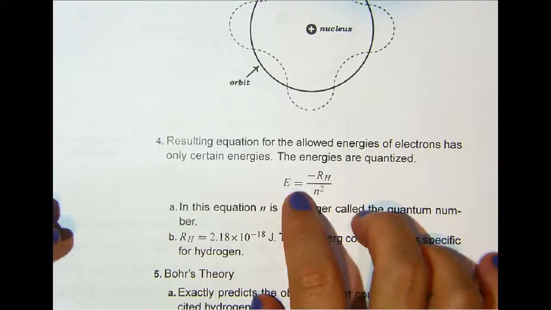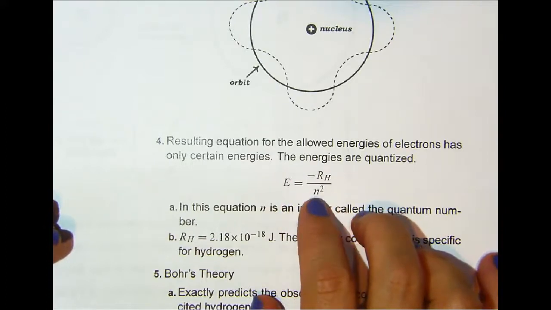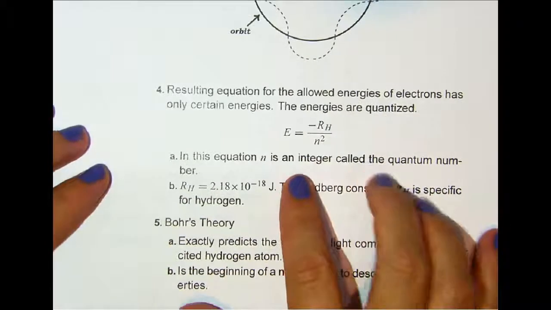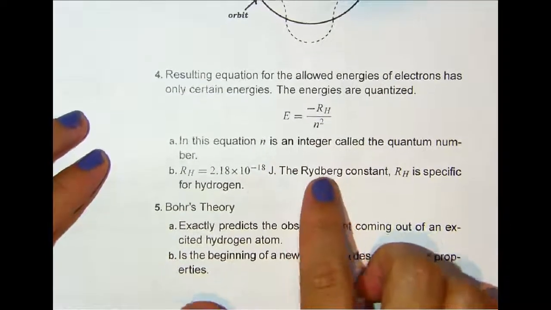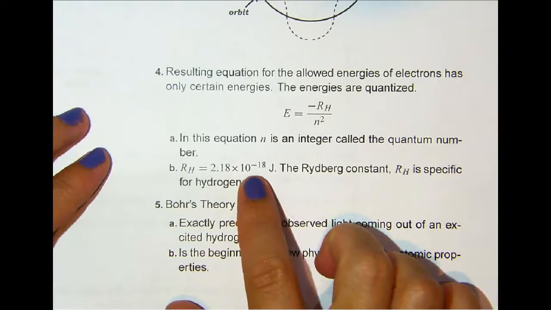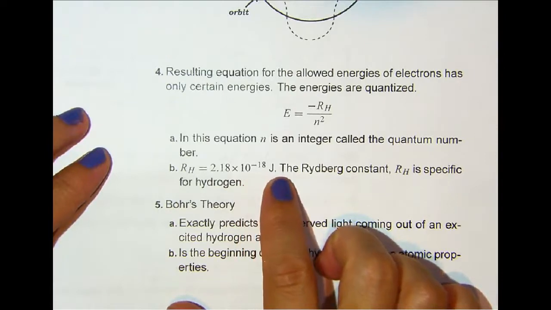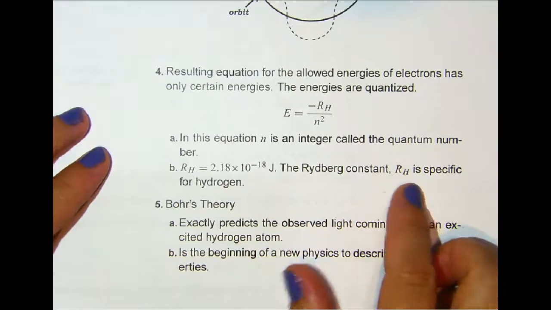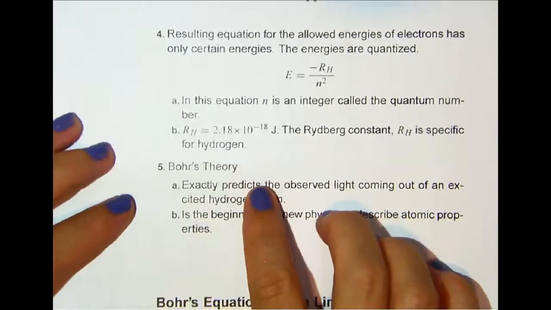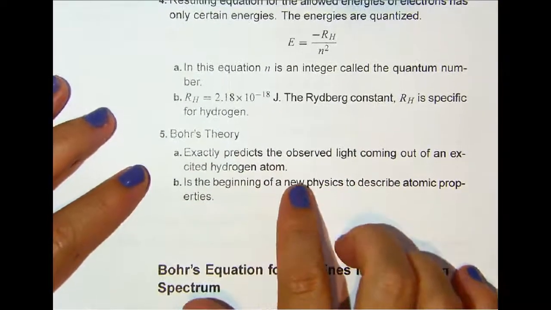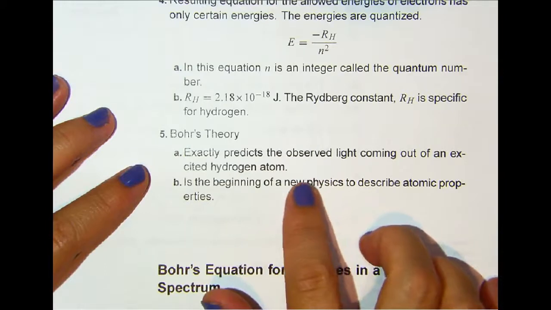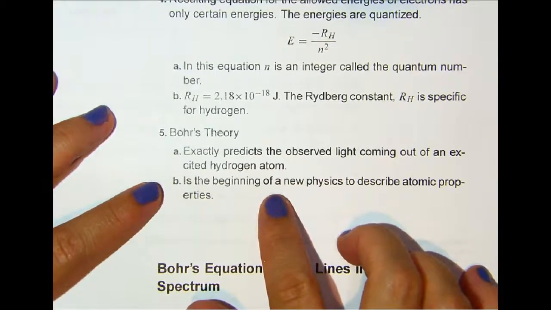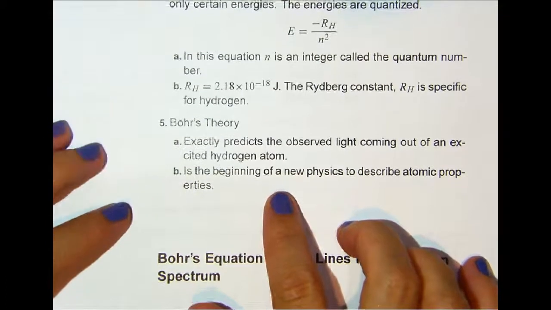So energy is equal to the negative Rydberg constant divided by the energy level squared. In this equation, n is an integer called the quantum number. Rydberg's constant is 2.18 times 10 to the negative 18 joules. The Rydberg constant, RH, is specific for hydrogen. Bohr's theory exactly predicts the observed light coming out of an excited hydrogen atom, and it's the beginning of a new physics to describe the atomic properties.